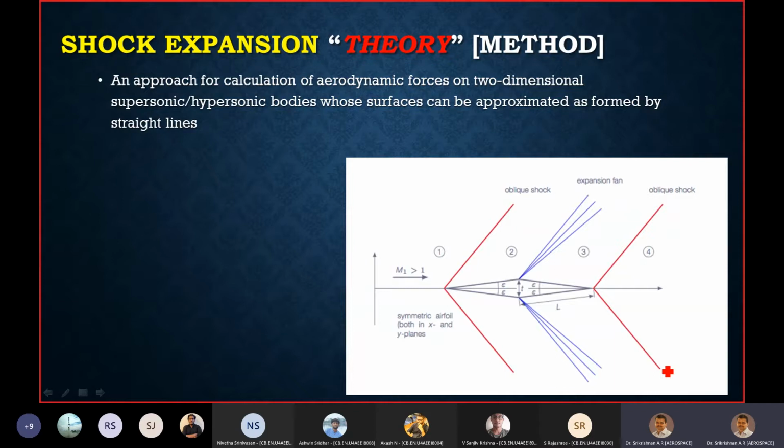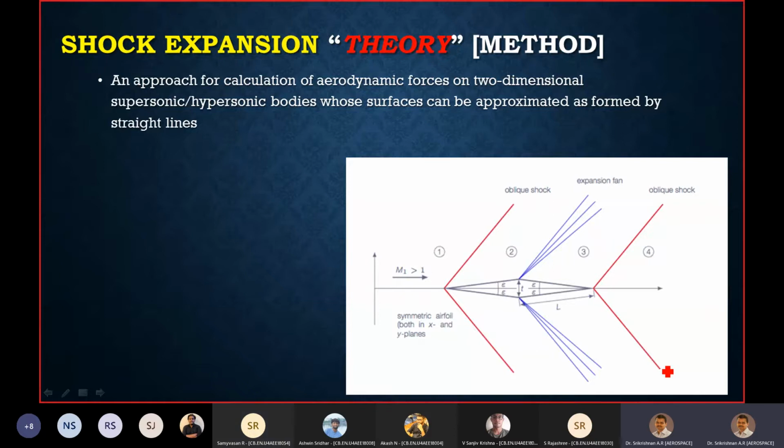Now, how will the stagnation pressure in 2 and 3 compare? P02 and P03. What will be the comparison? P02 is higher than P03, we think. Sorry. P02 is higher than P03, will that be so? Because what we have is an expansion fan.